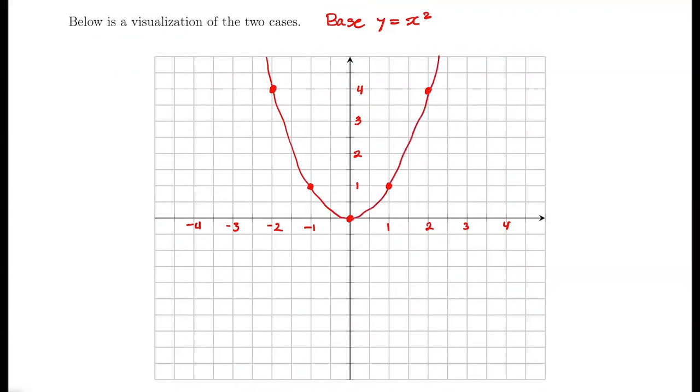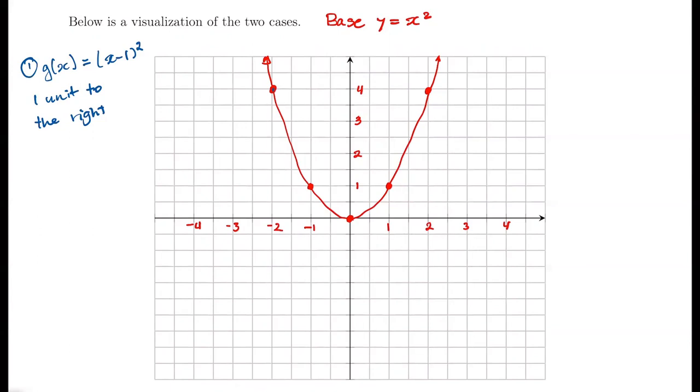All right, so let's just say for the first case, we want to move it to the right. Let's say we take the function g of x, for example, to be (x minus 1) squared. That means we're going to be shifting each point 1 unit to the right. So a quick visual would look something like this.